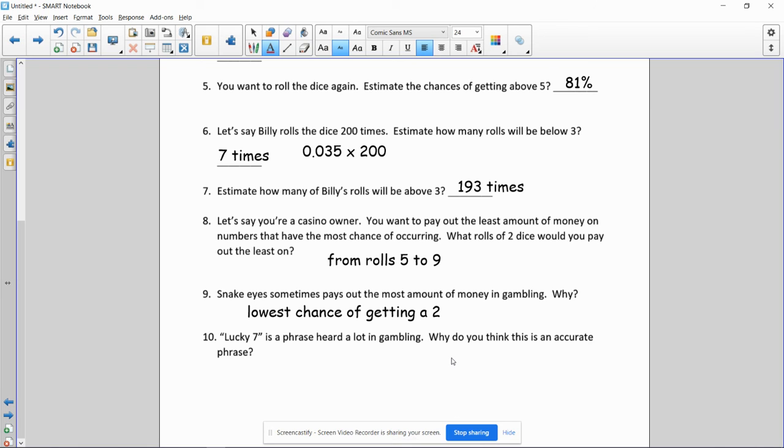Lucky 7 is a phrase heard a lot in gambling. What do you think is an accurate phrase? Well, 7 occurs a lot.